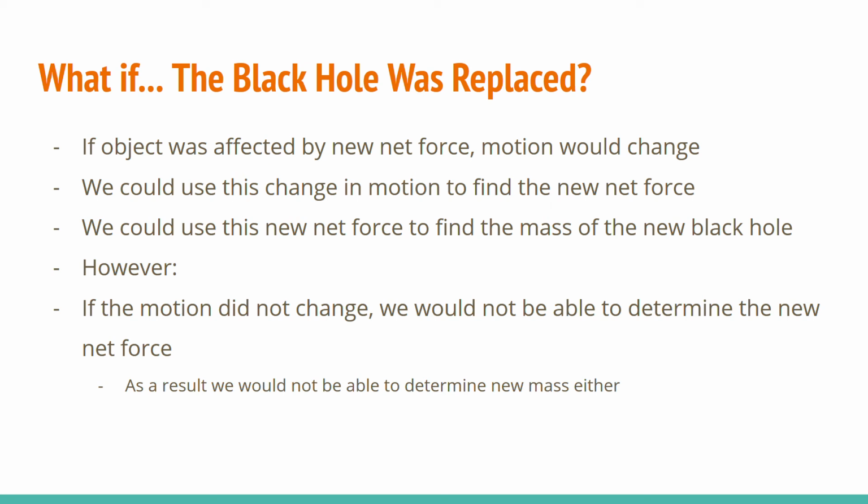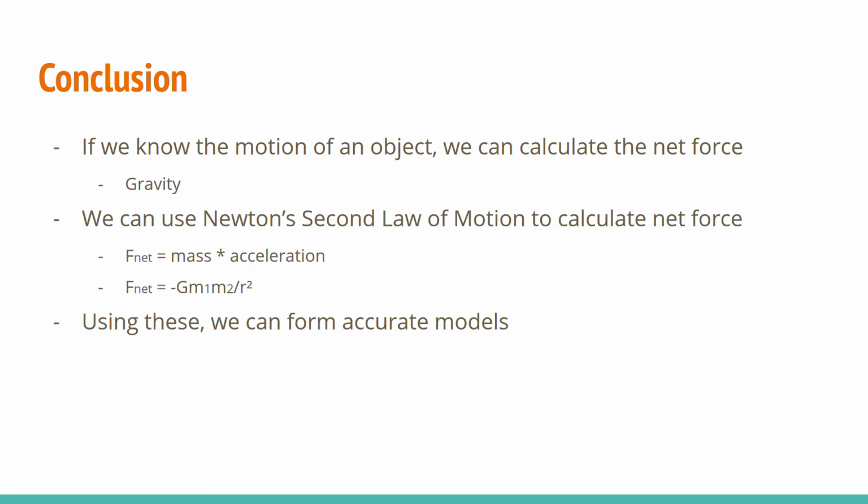Now, what if the black hole was replaced? If the object was affected by the new force, the motion would change, and in turn we can use this change in motion to find the new net force, and we can use this new net force to find the new mass of the new black hole. However, if the motion did not change, we would not be able to determine the new net force. As a result, we would not be able to determine the new mass of the black hole.